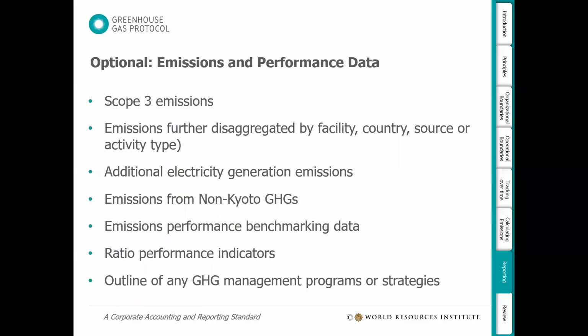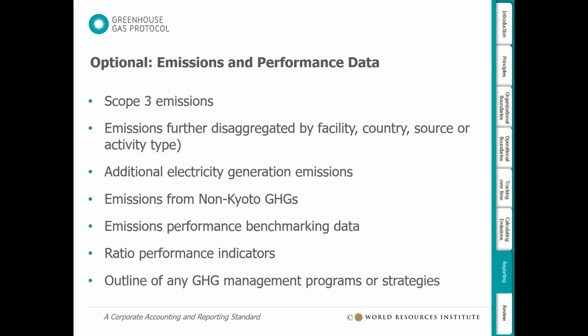Continuing on down this list, companies could also describe their performance against various internal or external benchmarks, and as part of that performance assessment, they could also report relevant performance metrics or ratio performance indicators. We'll talk a bit more about those later on in this lesson, so we'll come back to that point shortly.